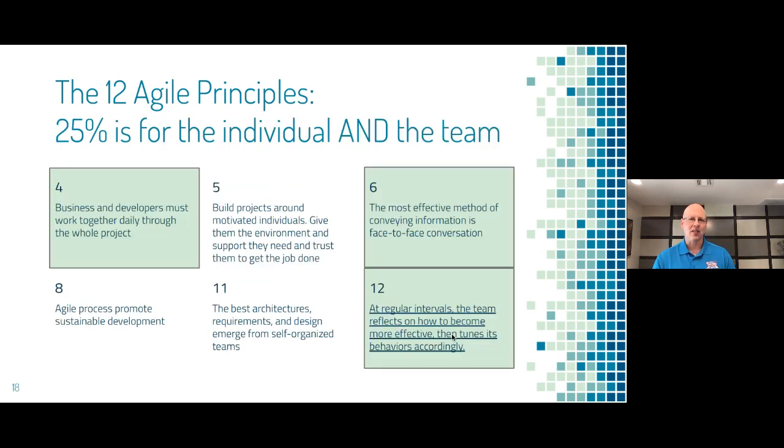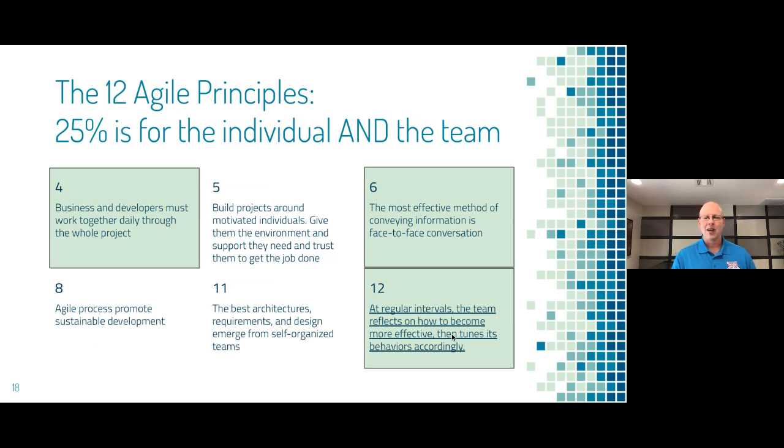Talking more about the Agile principles, 25% of the Agile principles talk about the individual and the team together. I've highlighted them here on this slide. Number 4 is business and developers must work together daily through the whole project. Number 6, the most effective method of conveying information is face-to-face conversation.